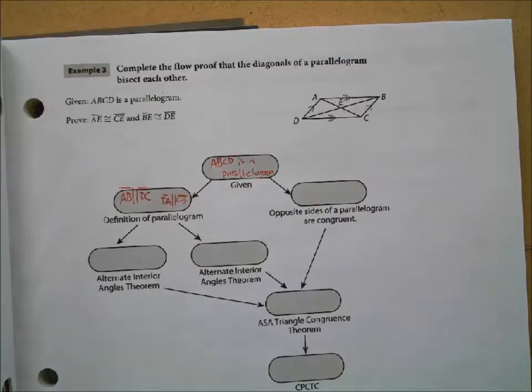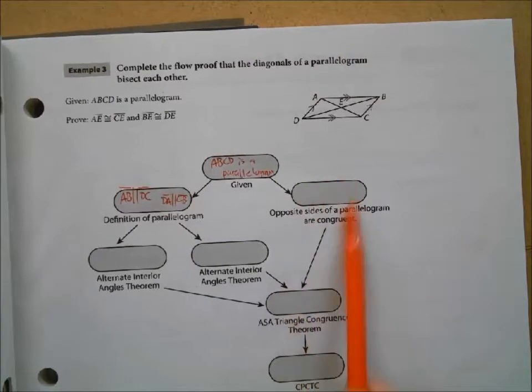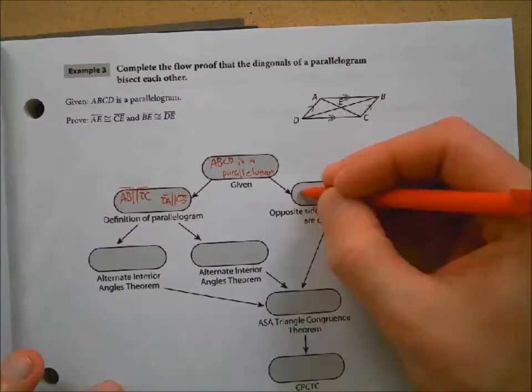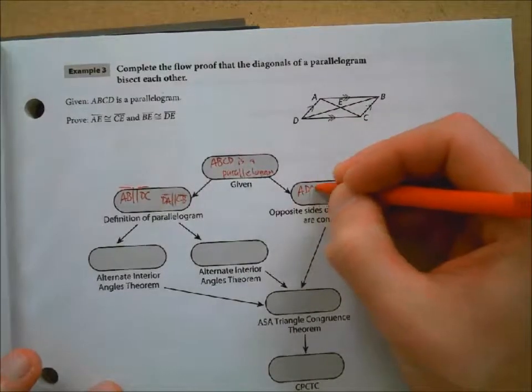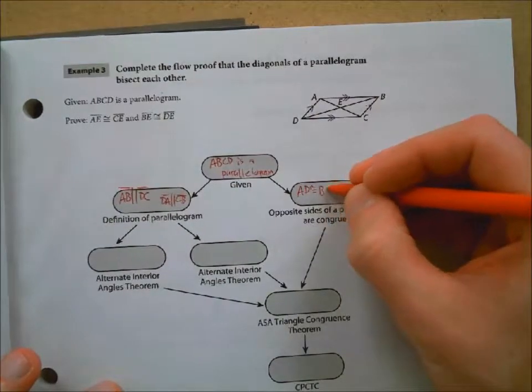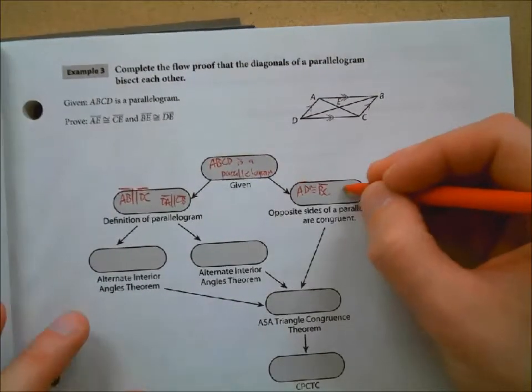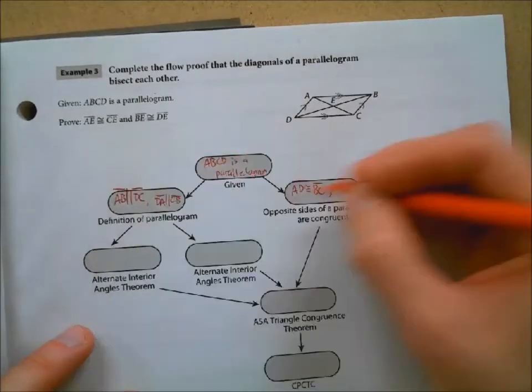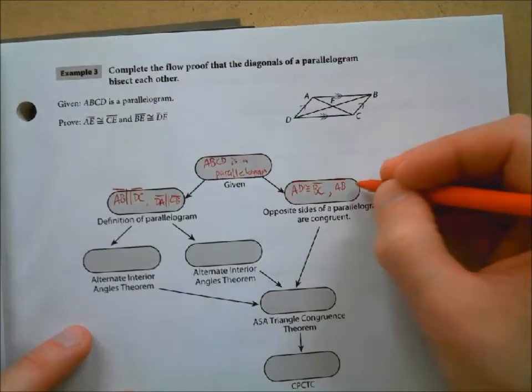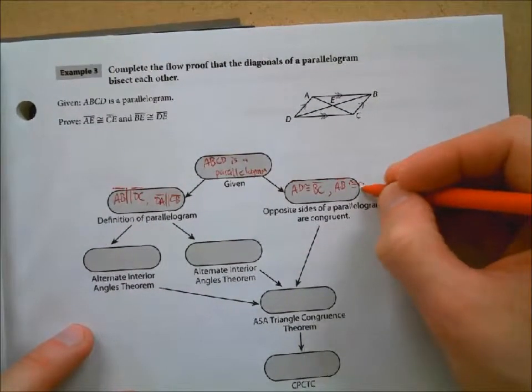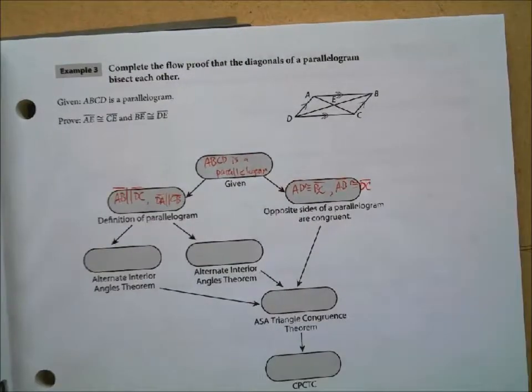So you also want to have this right here. Opposite sides of a parallelogram are congruent. So we can hit both sides here if we want to. So let's just say AD is congruent to BC. But also we could say that AB is congruent to DC. Kind of went out of the room there.